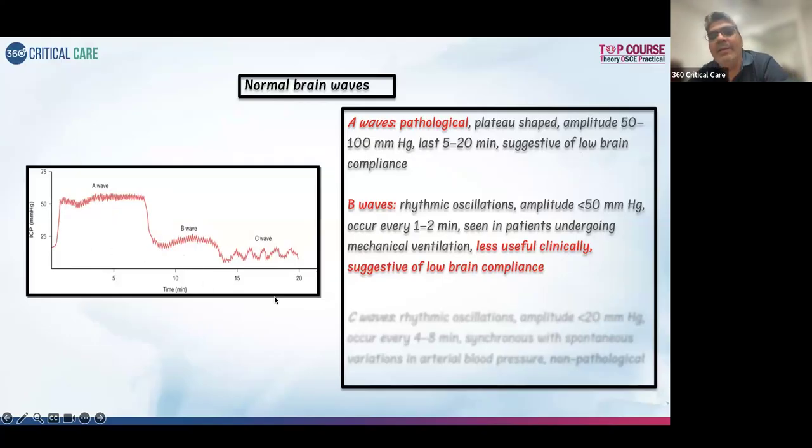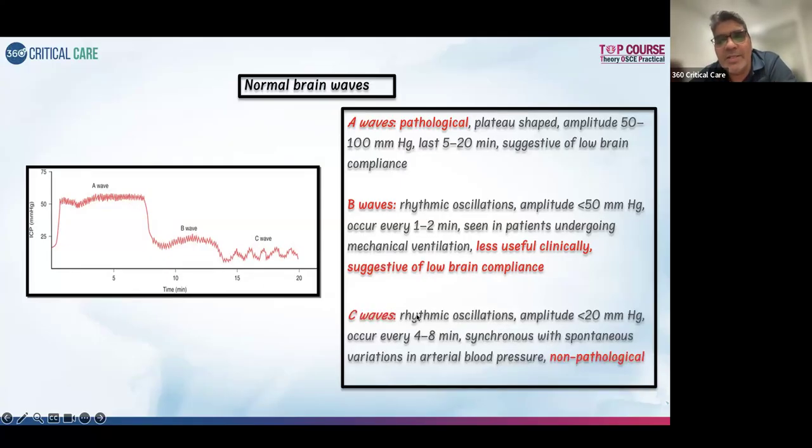the brain. B wave is a rhythmic oscillation, amplitude less than 50, occurs every 1 to 2 minutes, less useful clinically, doesn't have much of a meaning, suggestive of low brain compliance. Again, it can go from B to A, and if it goes from B to A, it is a bad prognosis. C is the usual waveform we get in a person, a rhythmic oscillation less than 20 millimeter of amplitude, occurring every 4 to 8 minutes, synchronous with spontaneous variation with blood pressure, which is non-pathological. So Lundberg C is normal.